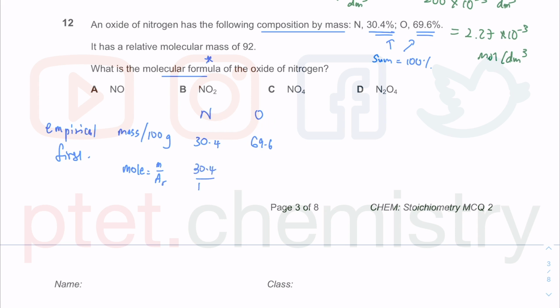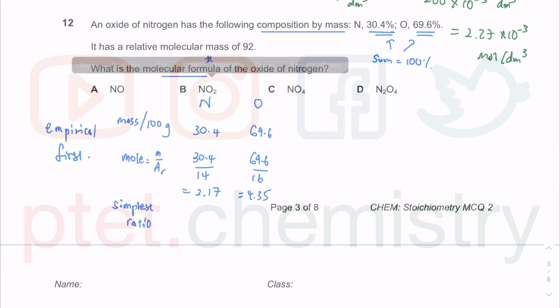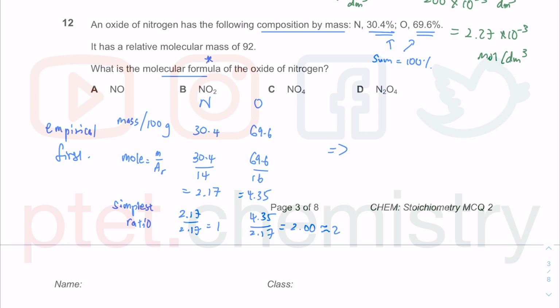So 30.4 over 14, evaluate that. Do not just leave it like that because that's not one of your steps. So evaluate it. So 69.6 over 16. They give you 4.35. You do not round up from here because what you want is the simplest ratio. Simplest ratio means that you have to divide by the smallest number. So 2.17 divided by 2.17 is 1. 4.35 divided by 2.17 gives me 2.00. Then I can round up to 2. So that is my first step.